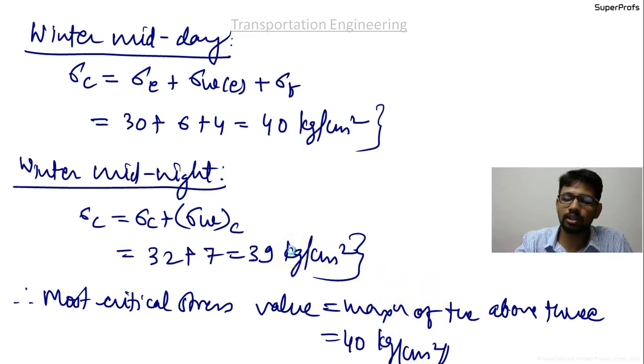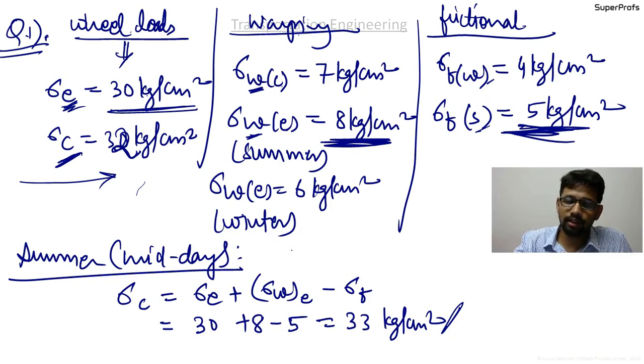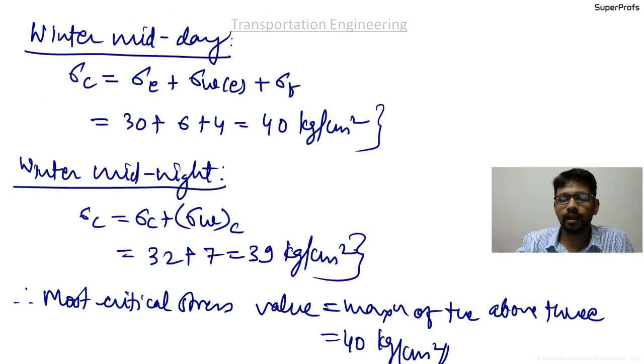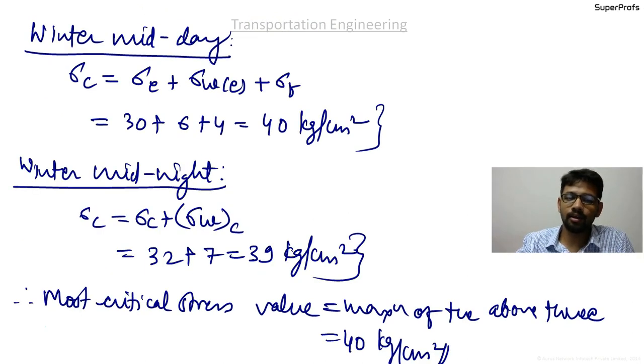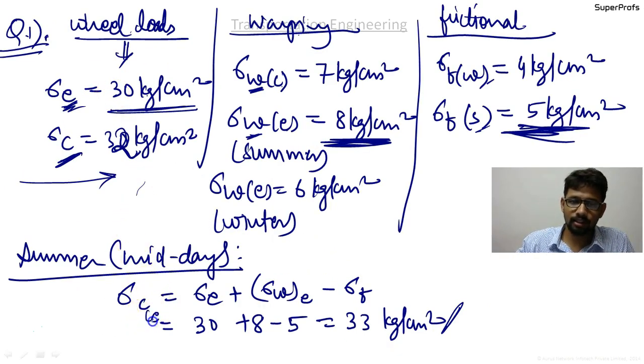The question originally was what is the most critical stress value, for which we had to consider three cases: the summer midday, winter midday, and the winter midnight case. Accordingly we found out the critical stresses, and they were at the edges during the summer midday and the winter midday, and it was at the corner during the winter midnight. Okay guys, it is at edge.